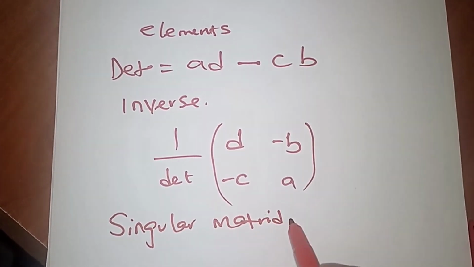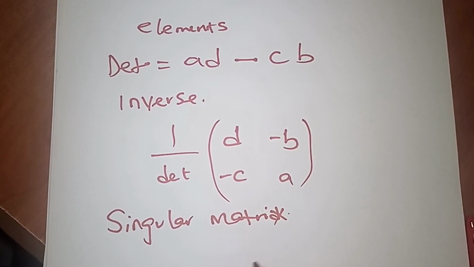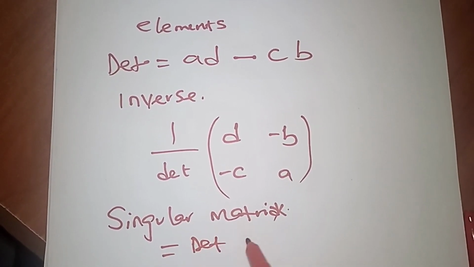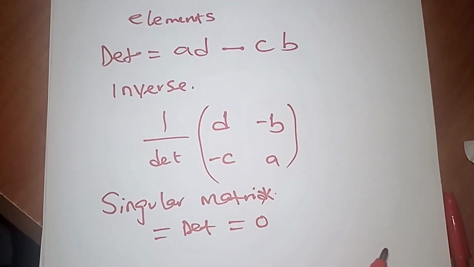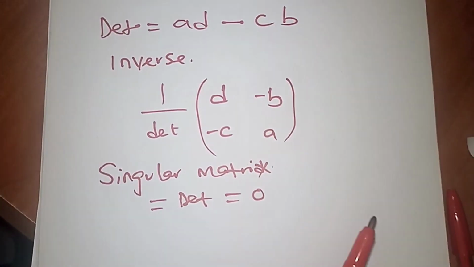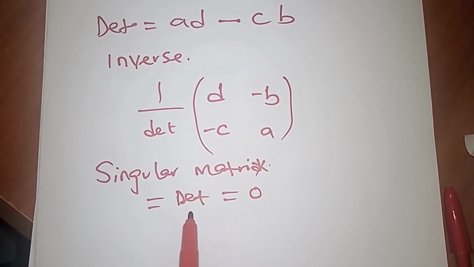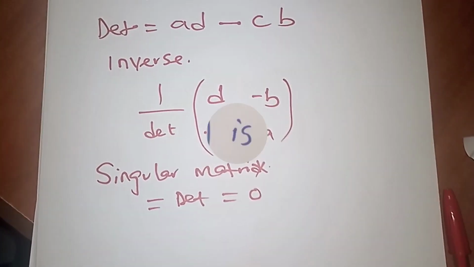So what about singular matrix? A singular matrix is a matrix whose determinant is equal to 0. So if you get a question asking about a singular matrix, you should know that the determinant is equal to 0. So now let's look at our question here.